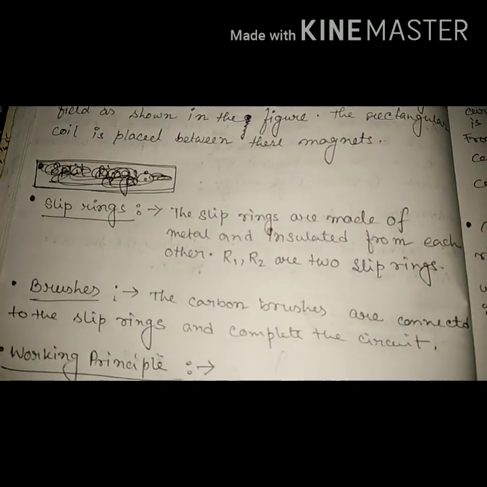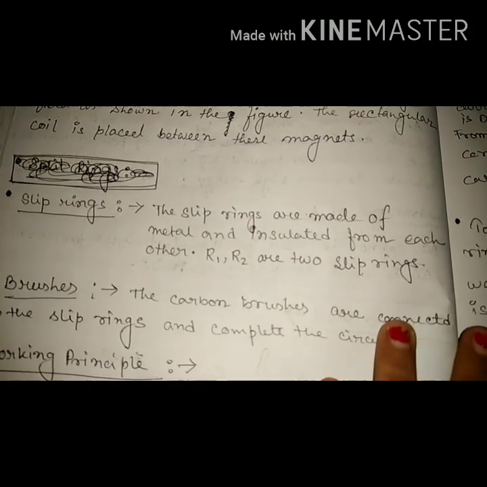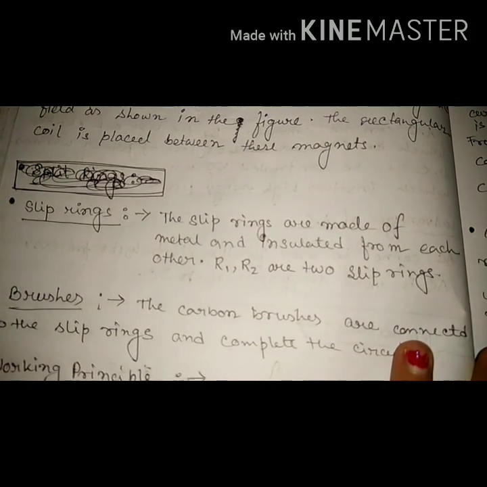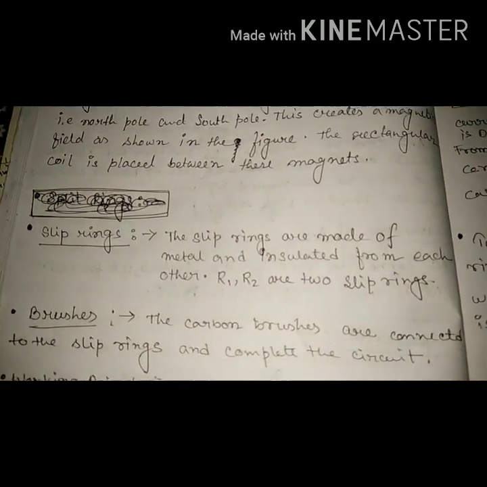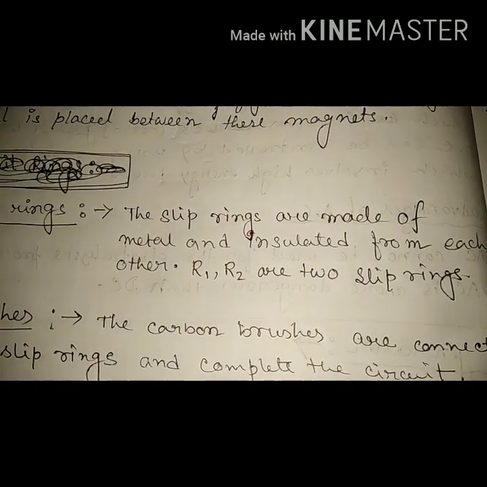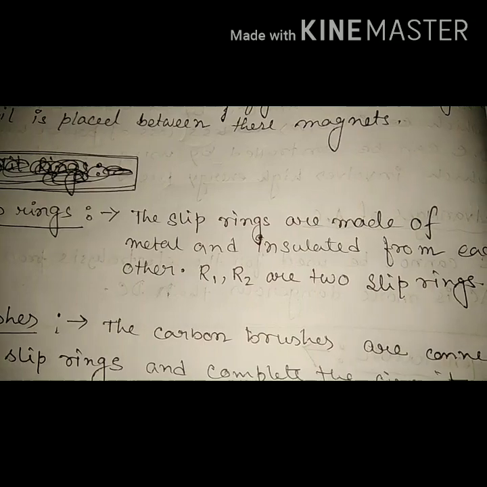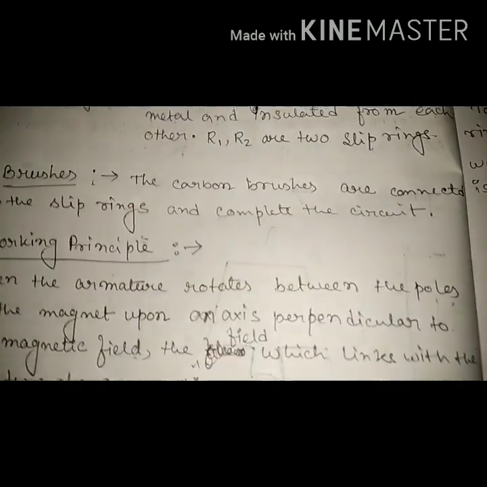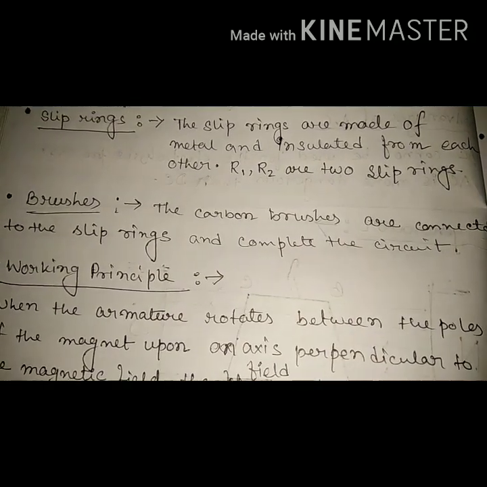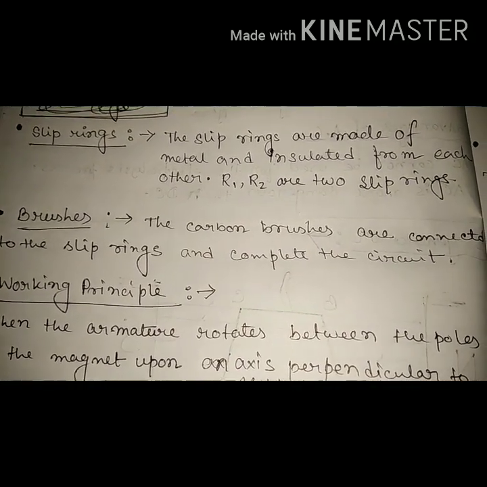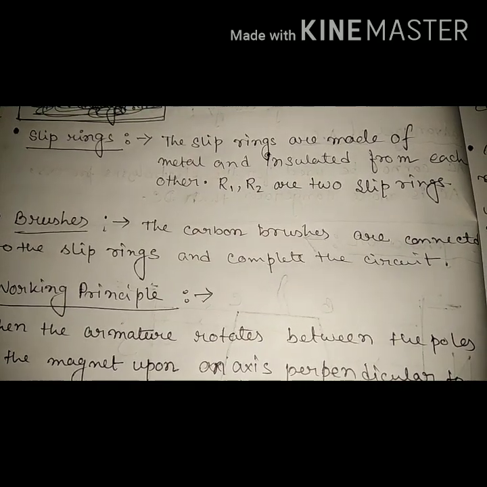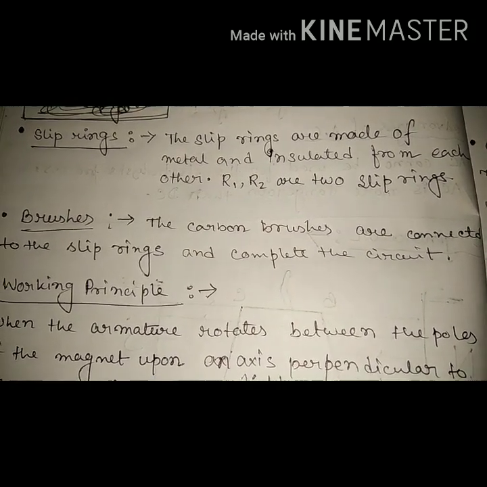The slip rings are made of metal and insulated from each other. They are separated by an insulated material. Here in this figure R1 and R2 are the two slip rings. Next is brushes. These brushes are made up of carbon, and they are connected with the slip rings, not fully connected, they just touch the slip rings to complete the circuit.